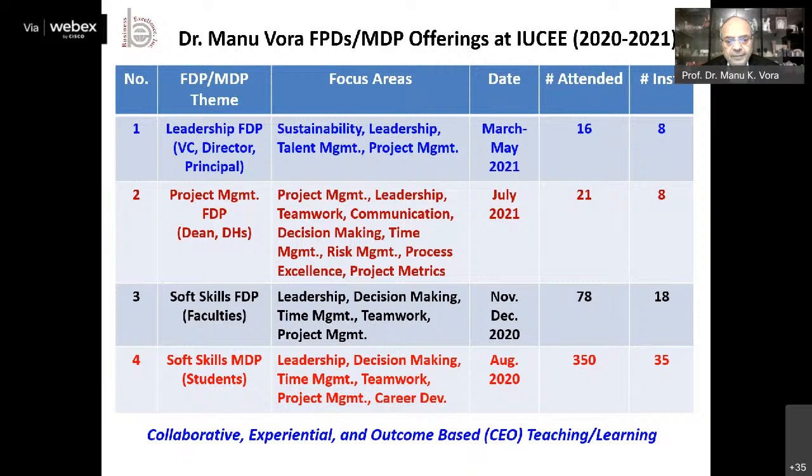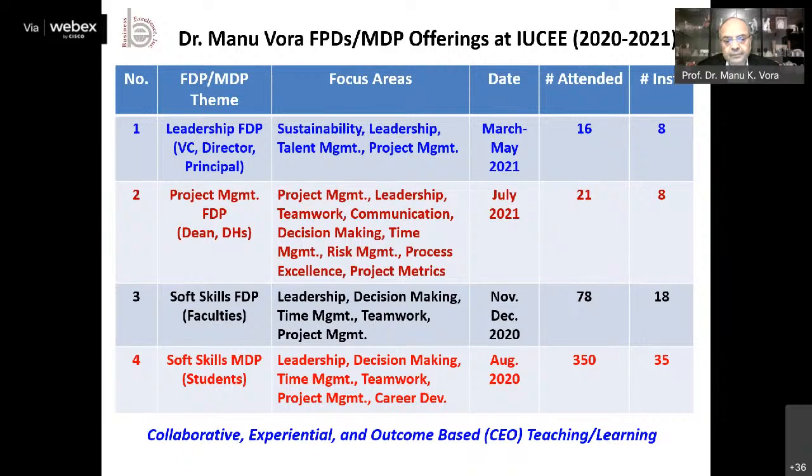And a soft skills FDP was delivered in November and December 2020 on leadership, decision making, time management, teamwork, and project management, where 78 faculties from 18 institutes across 10 states of India benefited from that program and were certified to become soft skills experts to train their own faculties at their own institutes. And then there was a soft skills career development plan program for students, again on the same 5 topics, including one on career development, where 350 students from 35 different institutes, along with the faculty from those institutes, attended, did the homework, and were graded.